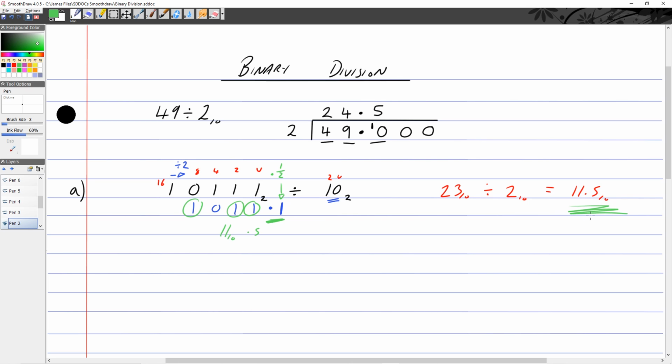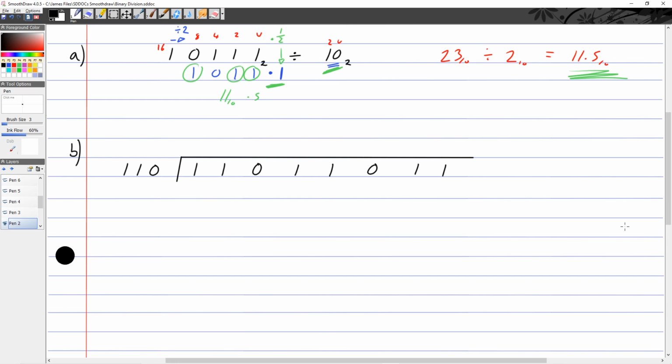So a bitwise shift to the right is a division by 2, and a bitwise shift to the right twice is a division by 4. If you shift it 3 times, you're dividing by 8. So these are easy ones to do if you're dividing by 2, 4, 8 or 16. So the next example looks a lot more difficult, but we'll be able to do it no problem. So we have whatever this number is, we'll work it out later, 110110 divided by 110.